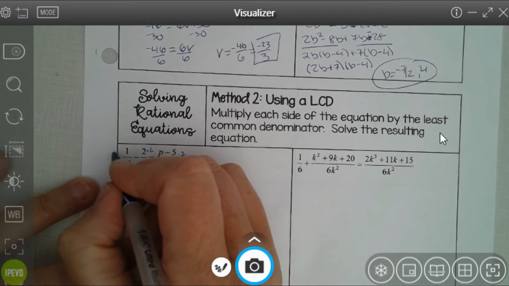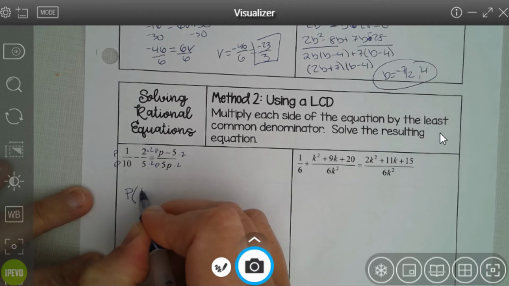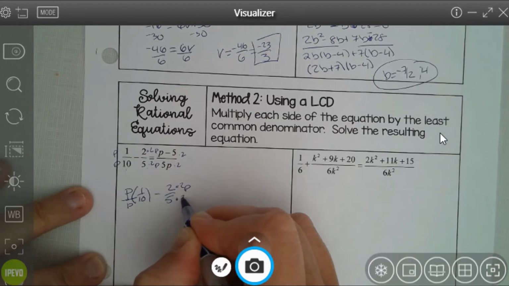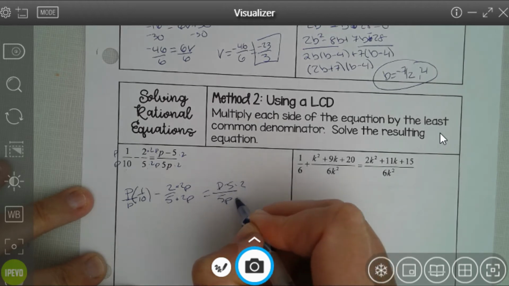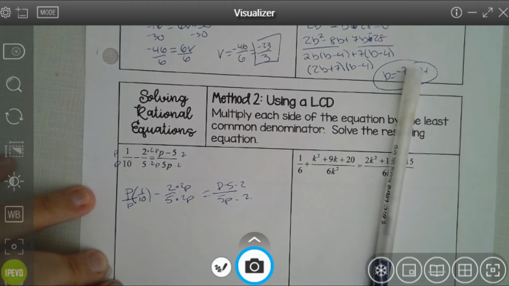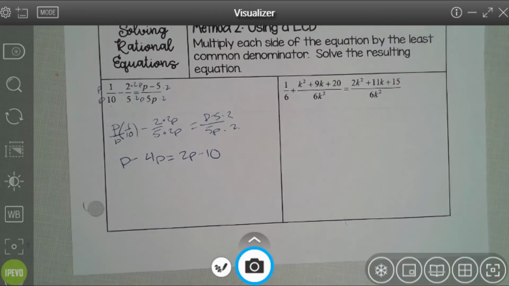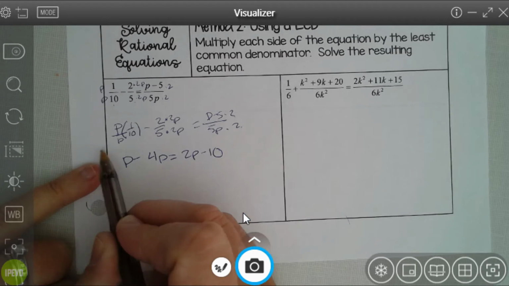This has a P, so these both need P's. So what I'm doing is I'm multiplying this term by a P. Sorry, I should have written that better. I'm multiplying this term by a 2P. And then this term by a 2. All right, so I went ahead and wrote down, since the bottoms are all 10p, really the bottom's gone. So we're left with just this linear equation here.